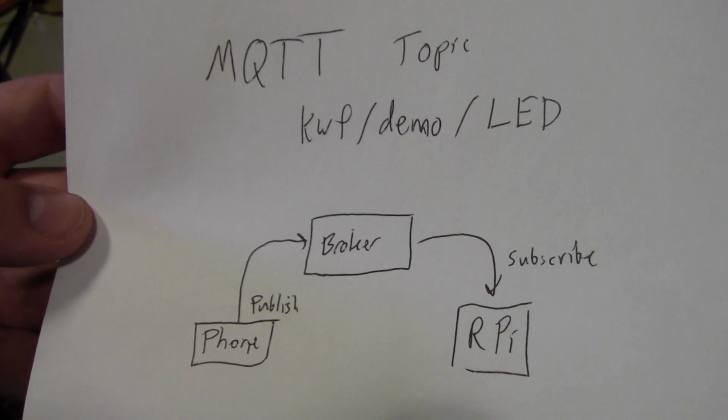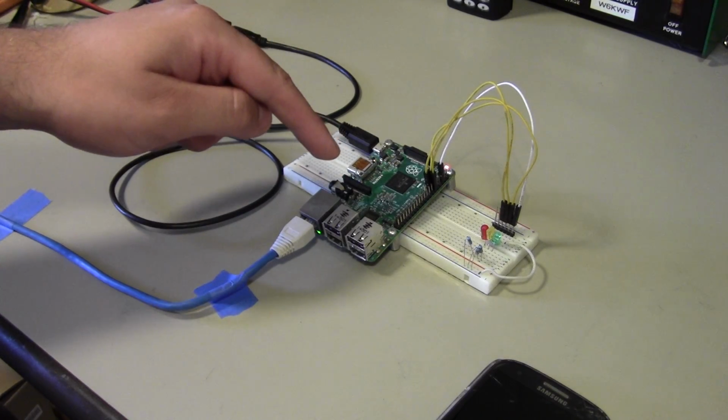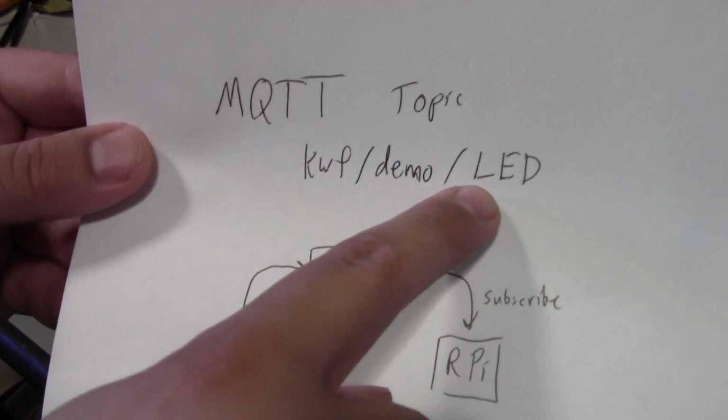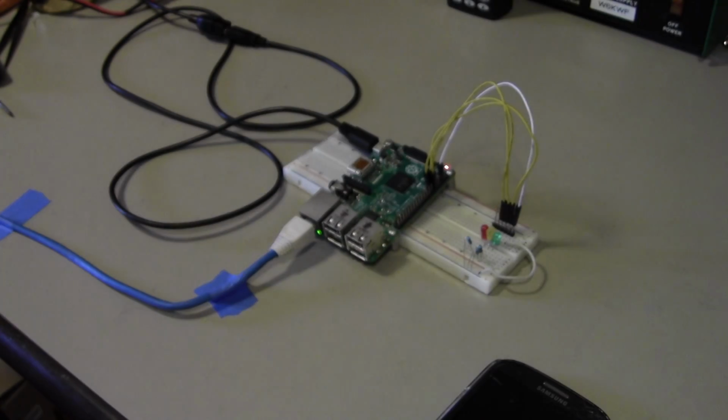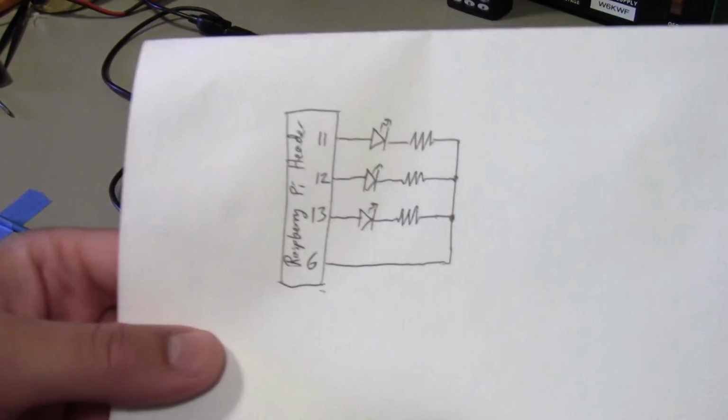So in this demo today, I've got a Raspberry Pi here running Raspbian, right? Their spin of Debian, subscribed to this KWF demo LED topic. And it's looking for any colors. It's looking for the words red, yellow, or green. And it's hooked up to three LEDs, like so.